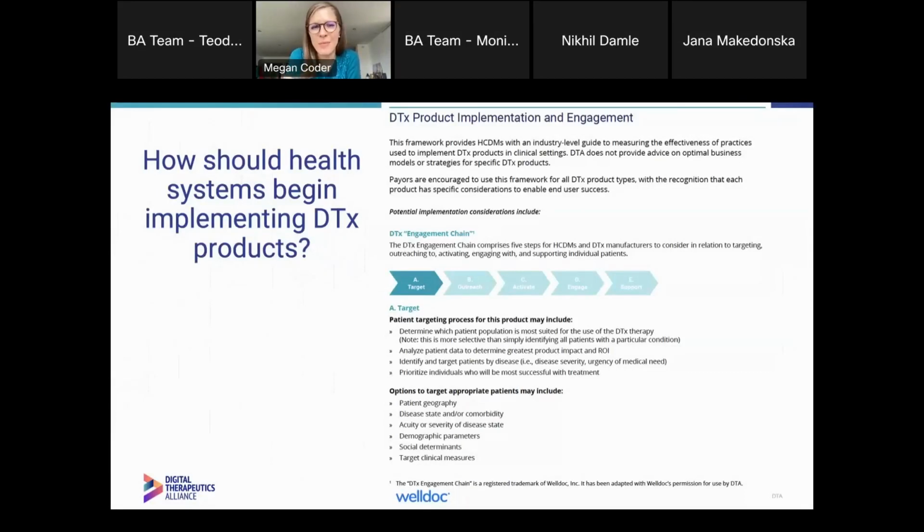And this is the first step for us where we walk through some of this notion around how do you target patients? What's the outreach? How do you activate? How do you engage? How do you support? And then there are many other topics related to clinician support and other forms of assessment. So this is our first attempt. We know this is a first attempt though.